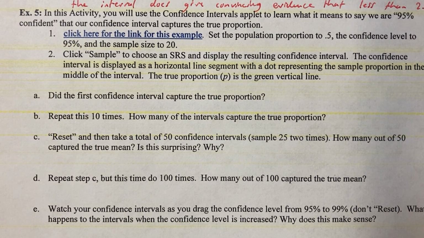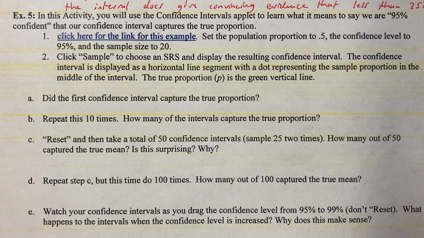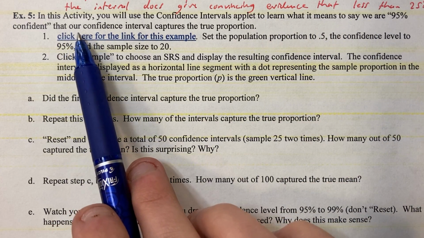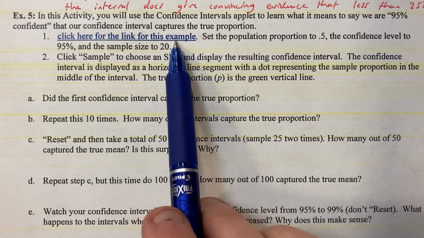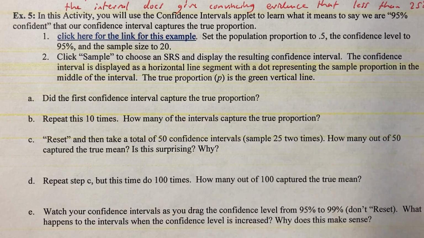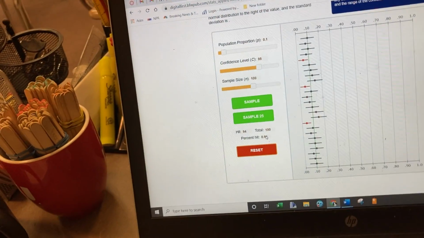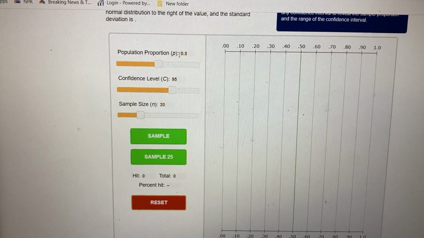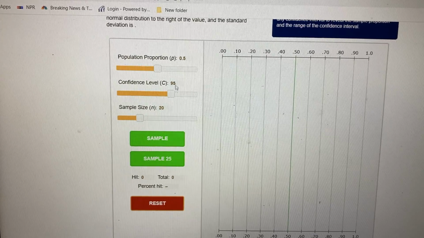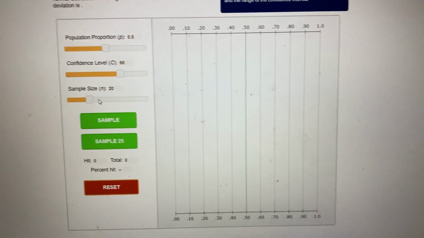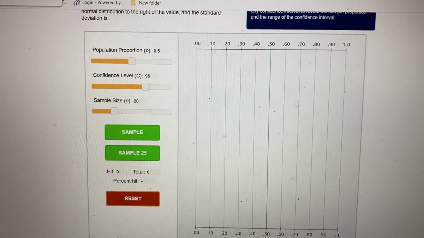Example 5, last example, and we'll do this one together. In this activity, we'll use the confidence intervals applet to learn what it means to say 95% confident. Click here for the link. You can do this as well. Set the population proportion to 0.5, the confidence level to 95, and the sample size to 20. Let's do it. Oh, reset. Okay, here we go. 0.5 for my true parameter, population proportion, 95%, sample size of 20. We did this already a little bit before.